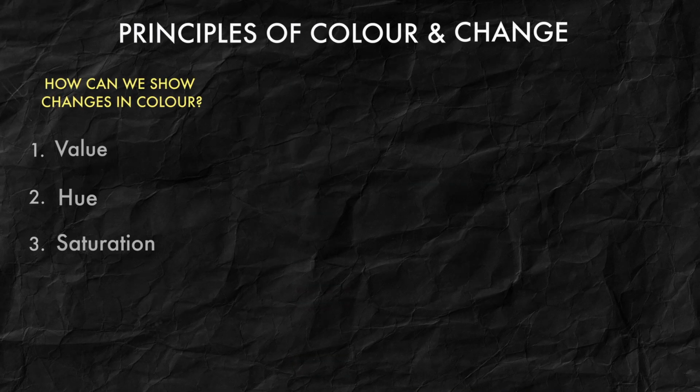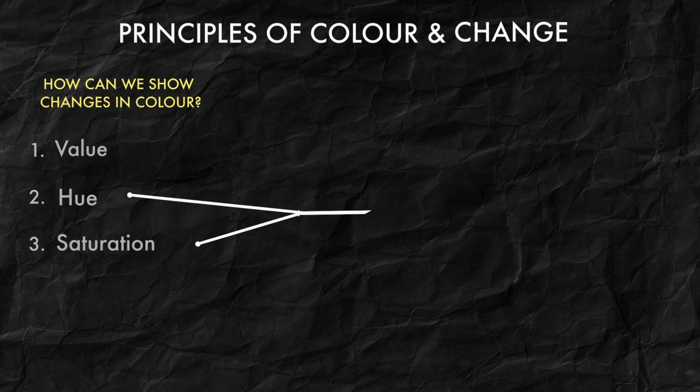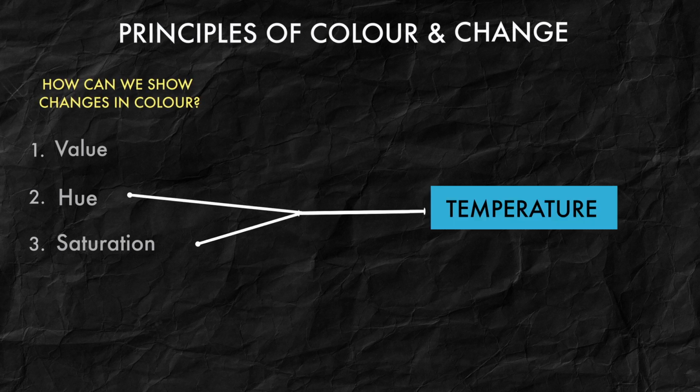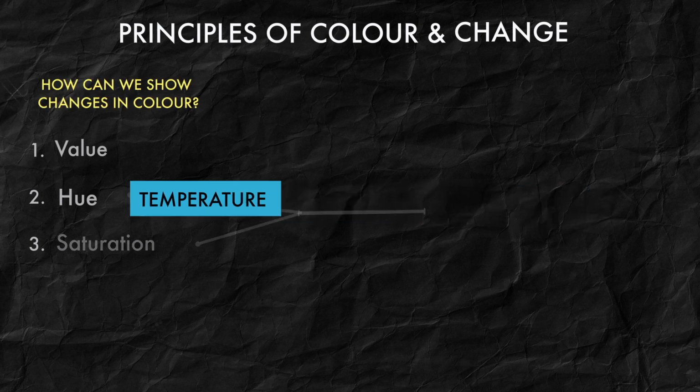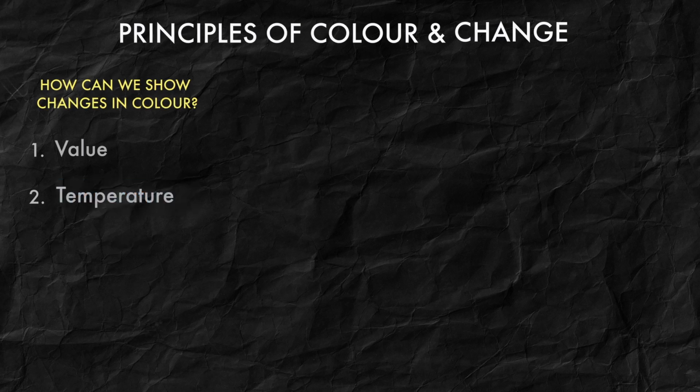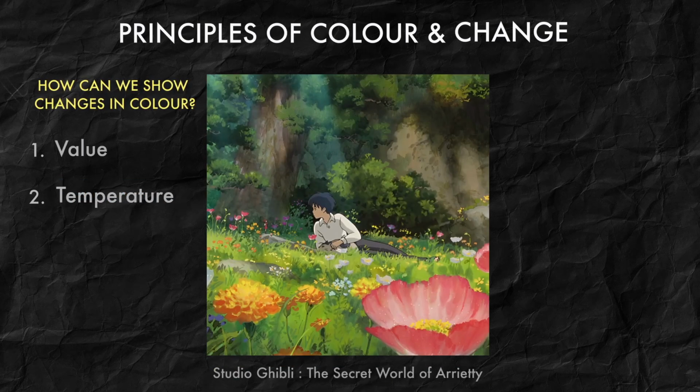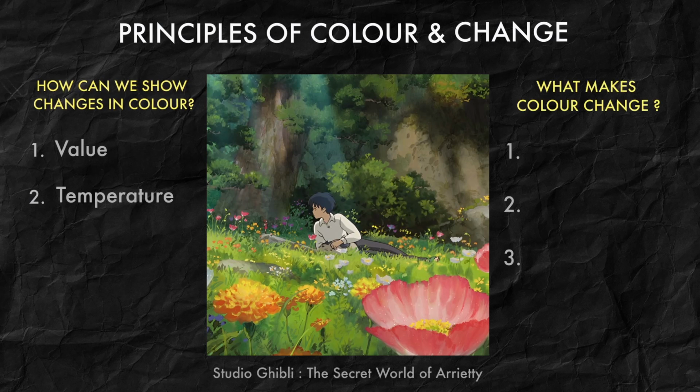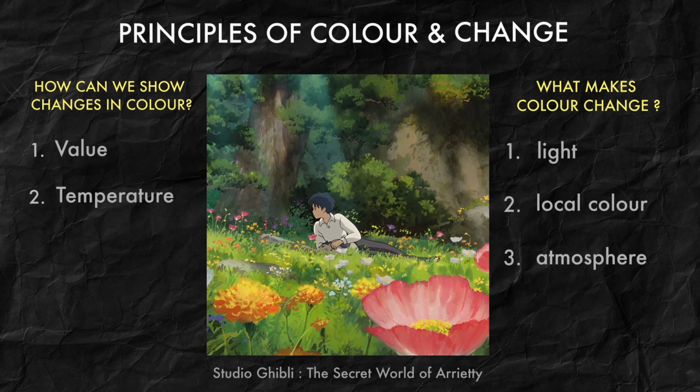So I hope that proves to you that movement in both hue and saturation can be summarized using temperature. Now we can use only value and temperature when figuring out how color changes. When doing our Ghibli study, we will be thinking about why the color is changing. If it's because of light, because of local color, or atmosphere. And we will be showing those color changes through change in value and change in color temperature.